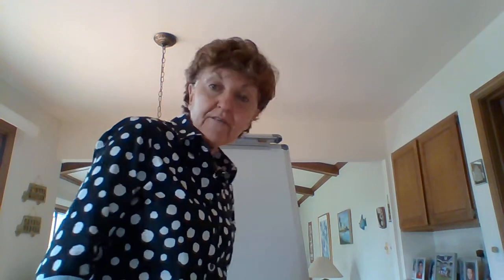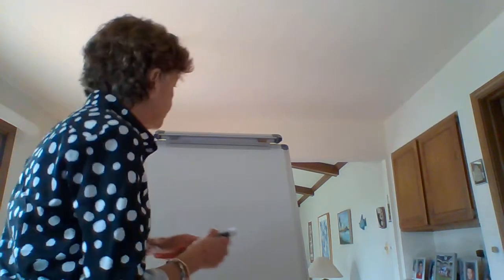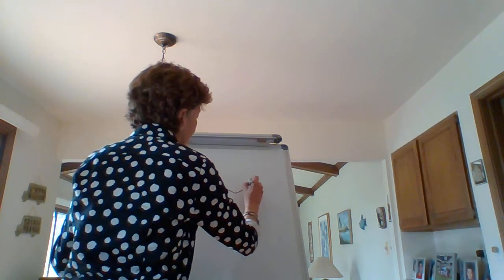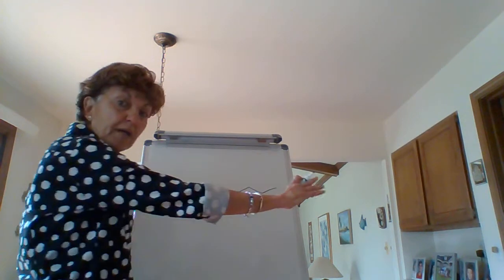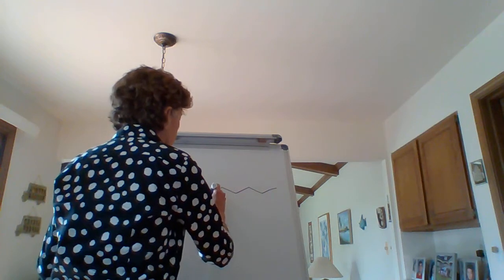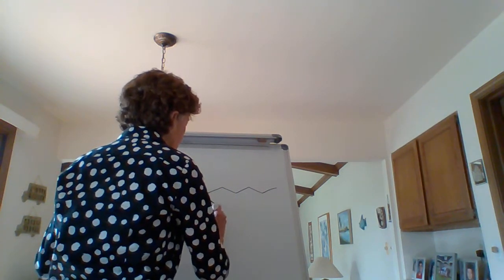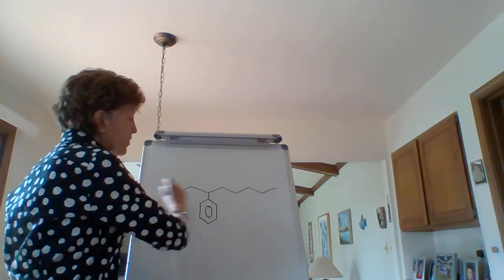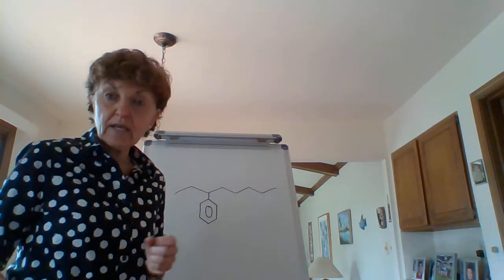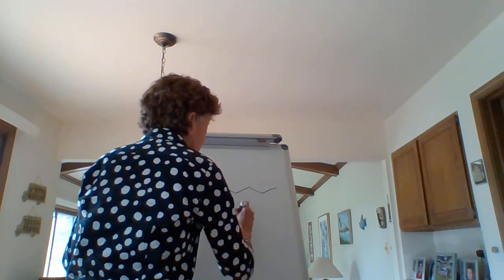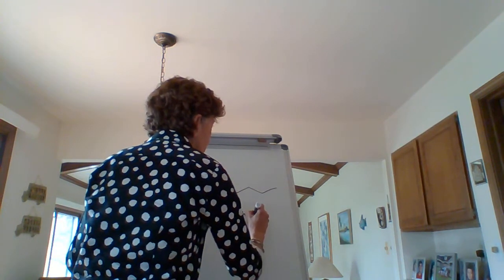Let's talk a little bit more about benzene. If you have a benzene ring attached to a parent chain, so let's say I put it right over here, then you name the benzene ring as a substituent. This substituent is now called a phenyl group.